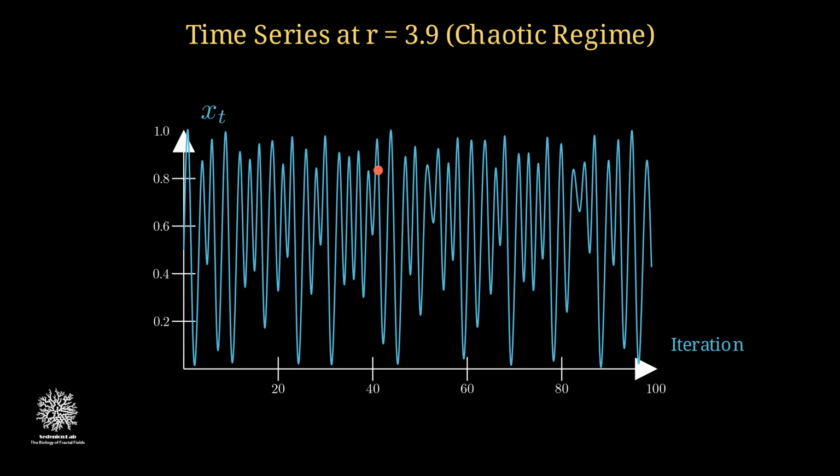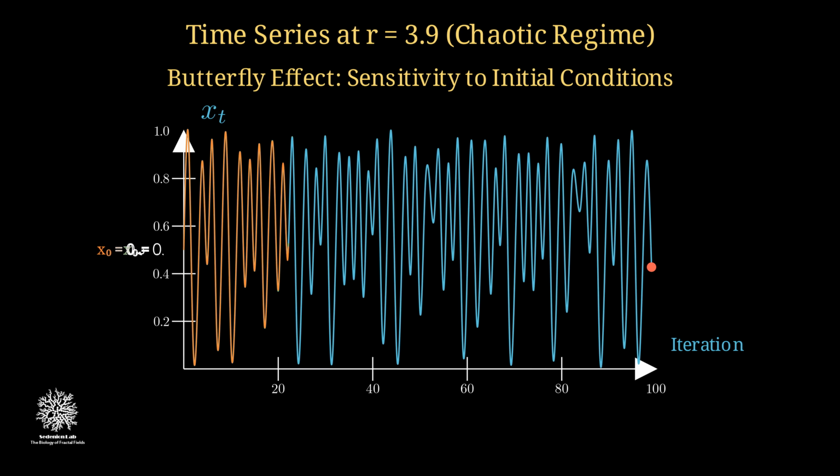An infinitesimally small difference in starting value will, after enough iterations, lead to completely different outcomes. This is why weather prediction is so difficult. Tiny uncertainties amplify dramatically.